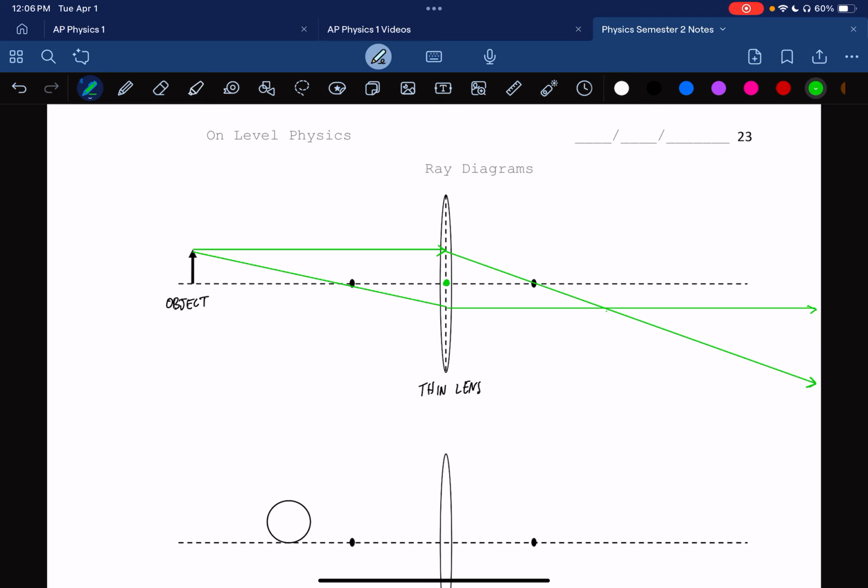And so right here where these two lines intersect, that is where the image is located. The top of this object is where the top of the image will be. And in fact, this will be an upside down arrow. So the bottom is still on the axis, the optical axis. I'm going to look that up. I keep saying it and I want to know if it's right.